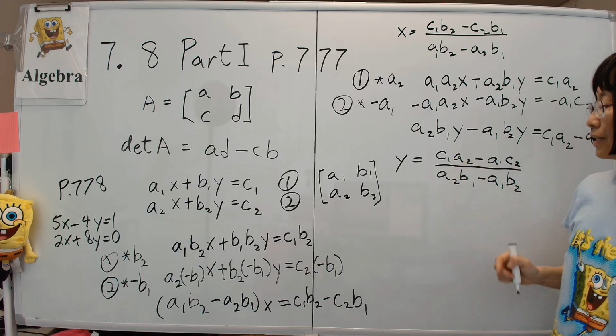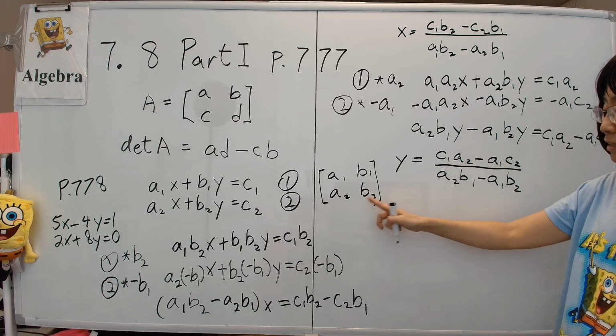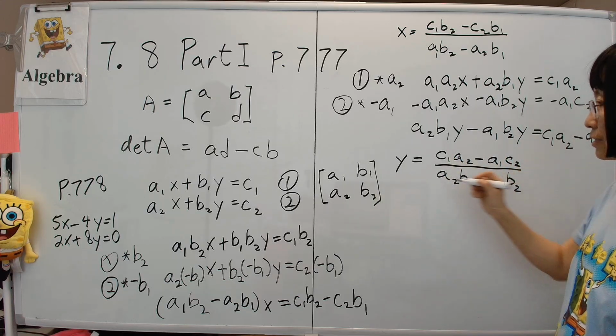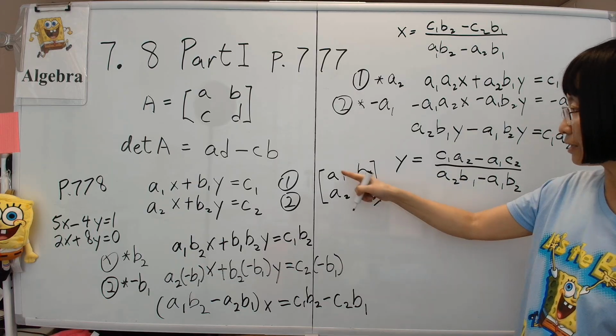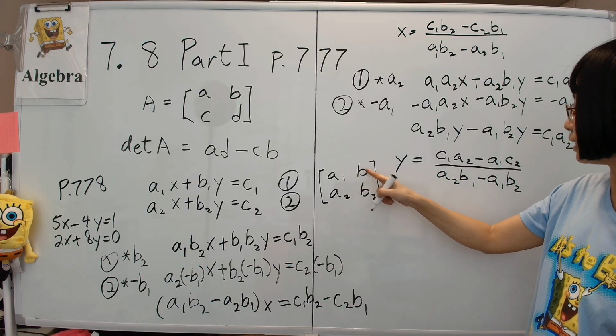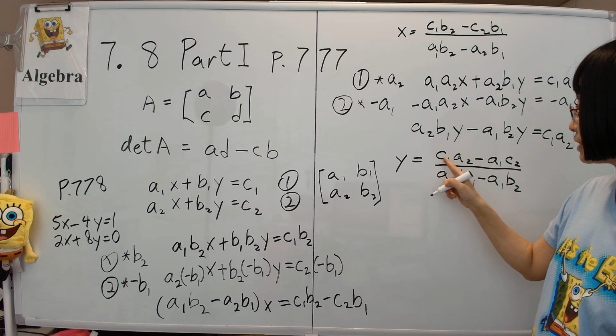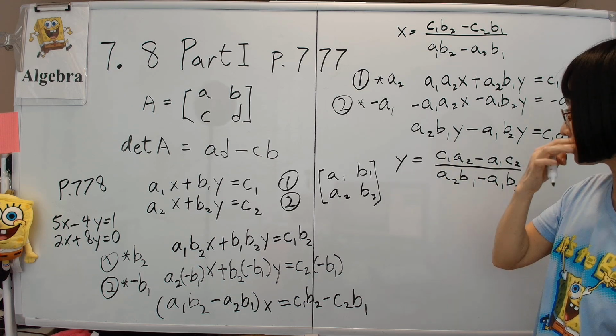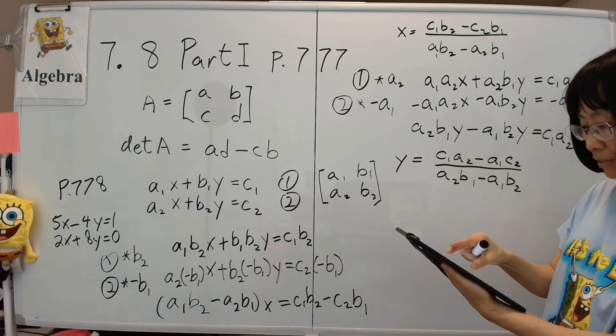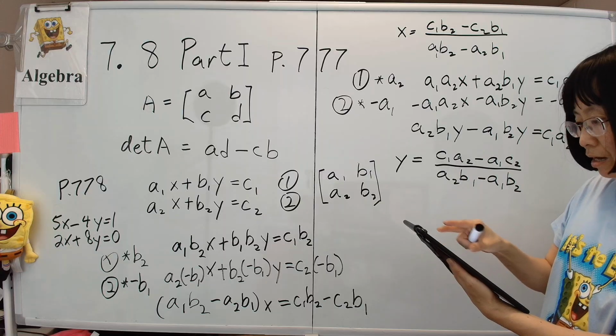But what about that thing? That thing is similar to the determinant, except that the B1 and B2 got replaced by C1 and C2. So that is called, let's see, determinant.